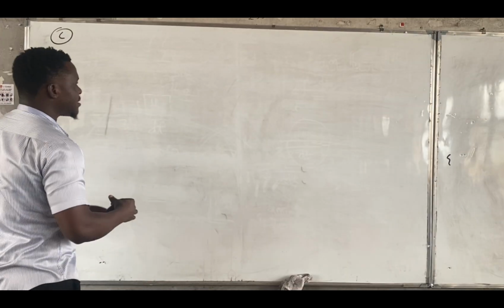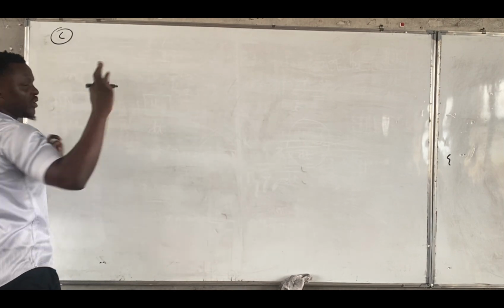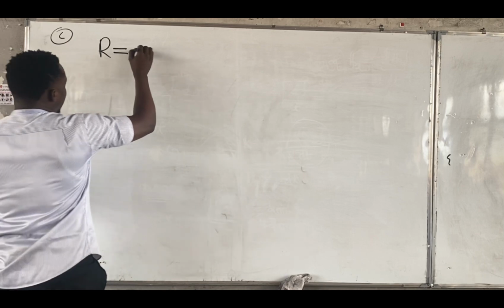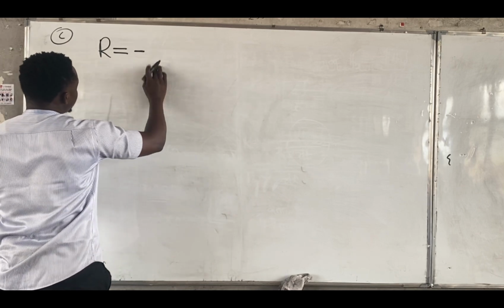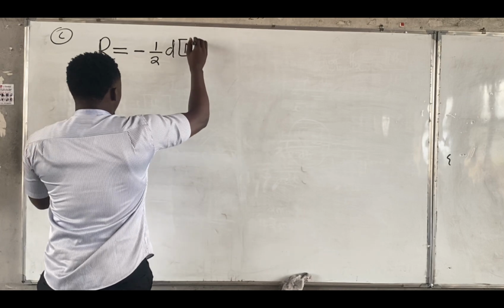Now for the C part, the rate of the reaction is very simple. Now you're asked to find the rate of the reaction. Rate of reaction, you must write the formula. Now this is minus 1/2 ammonia.